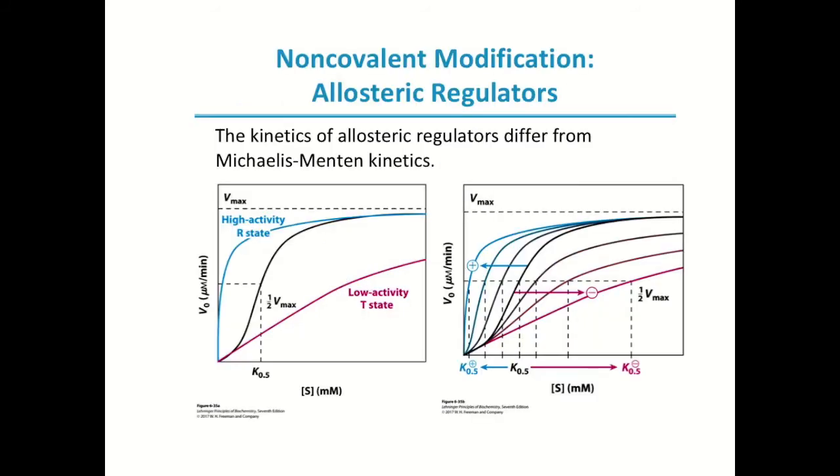The kinetics for allosteric regulators differs from Michaelis-Menten kinetics and looks more like what we saw for the hemoglobin saturation curve. So the curve is sigmoidal or S-shaped, and this indicates a transition from the low activity state to the high activity state. And then this graph just shows several different plots which represent the effects of several different concentrations of a positive modulator, plus, or a negative modulator, minus, on an allosteric enzyme.